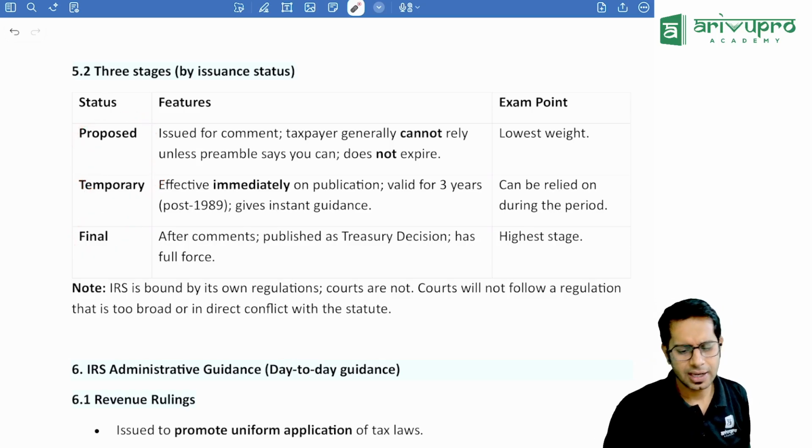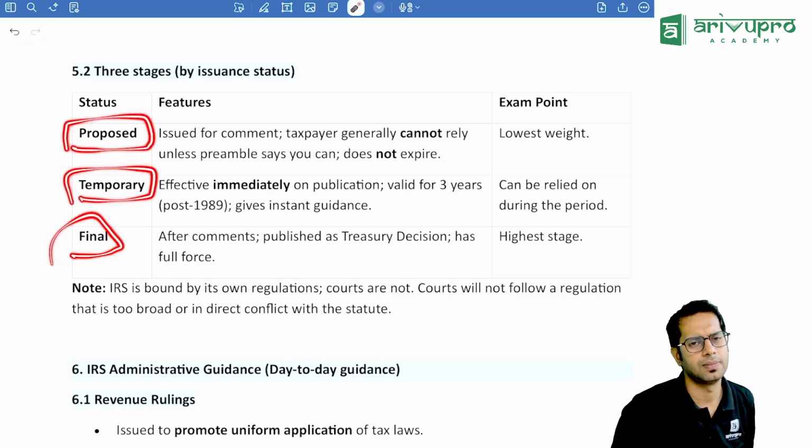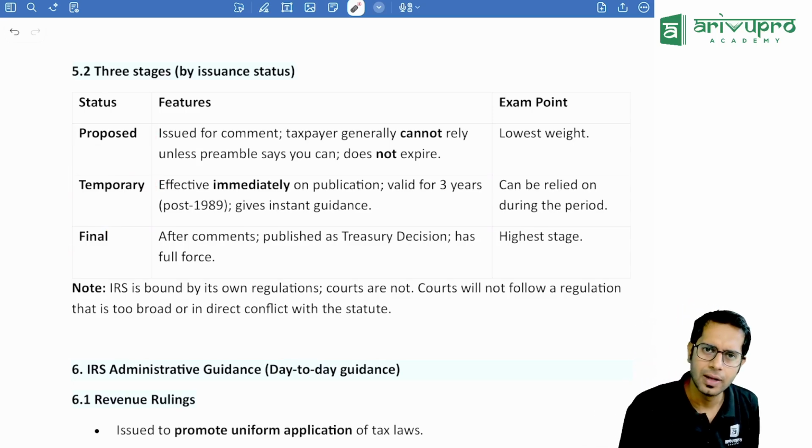Three stages are there. You tell me the meaning of proposed, temporary, and final. What do you mean by proposed? What do you mean by temporary? And what do you mean by final? Proposed means, what do you mean by proposed?